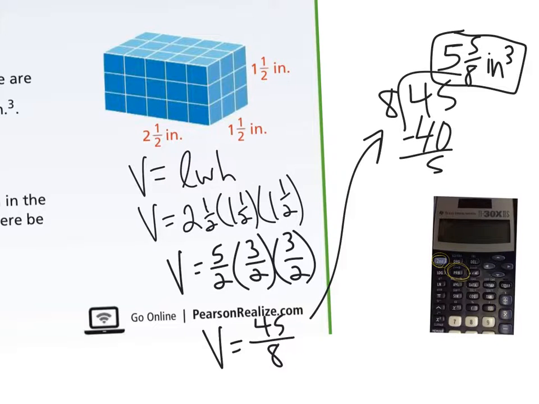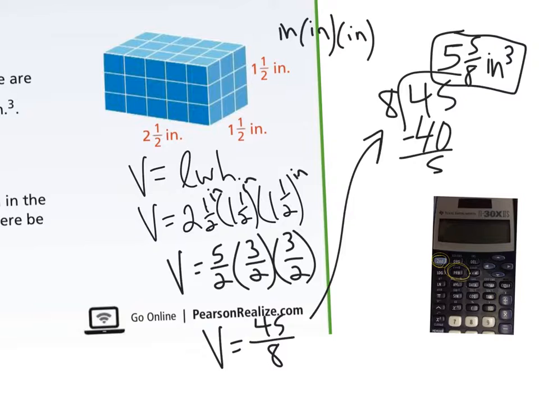A way to help you remember your units is we multiplied inches by inches by inches. So when you multiply the same thing by itself 3 times, you're cubing something. Just like 5 times 5 times 5, that's the same as 5 cubed. Okay, 5 to the 3rd power, 5 cubed.